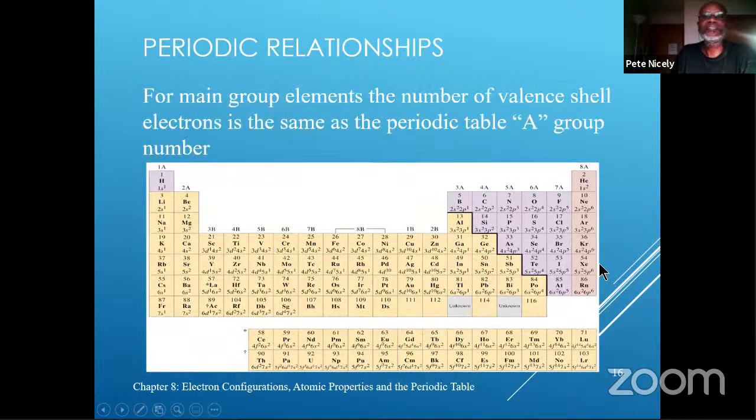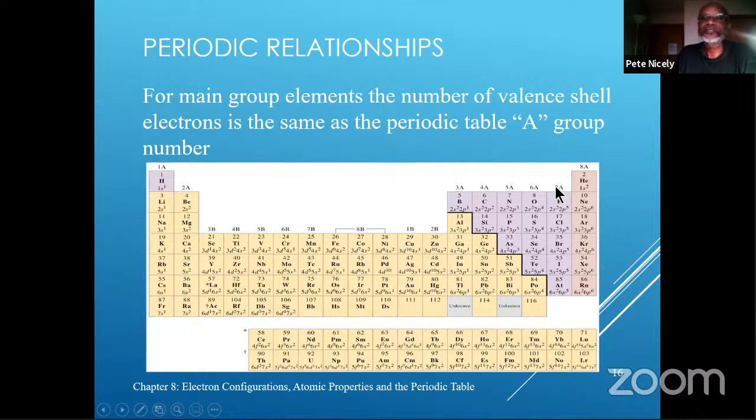Okay, another thing we need to talk about is that for the main group elements, all right, what you'll find is that the number of electrons in the valence shell is the same as the group number for those elements, right? So for example, I'm just going to choose an arbitrary A group element, group 4A. If you look at each of these, I don't know if you can see it here, but you'll notice that there's a total of 4 electrons in the valence shell for the elements in group 4A, all right?